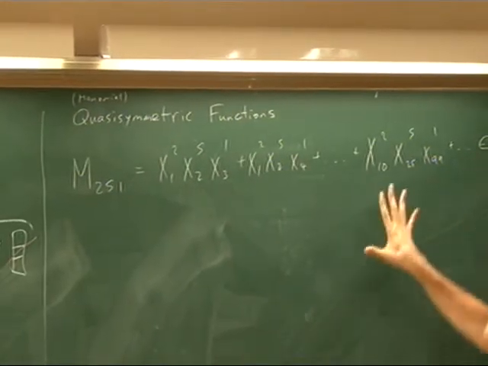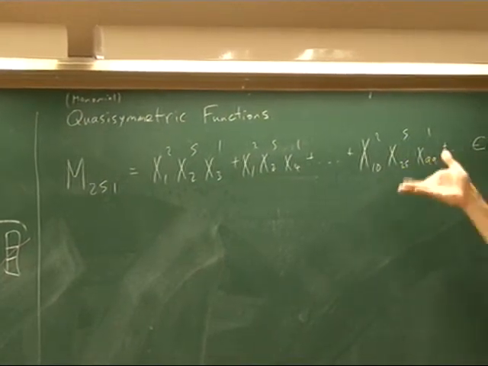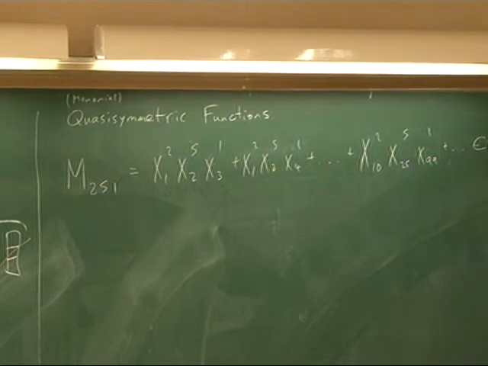So it's not a symmetric function, it's called monomial quasi-symmetric functions. There are more families, but there are bases. Well, I haven't told you what a quasi-symmetric function is, but anyway, there are bases for the ring of quasi-symmetric functions.